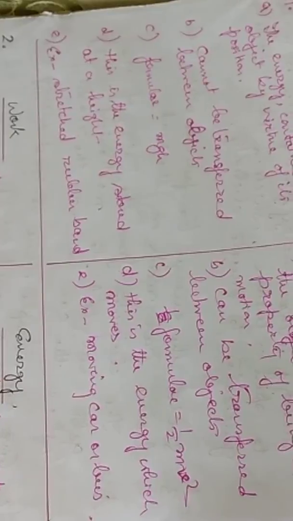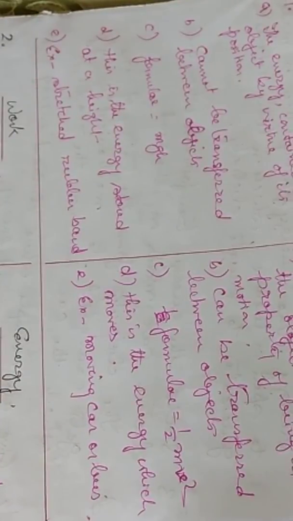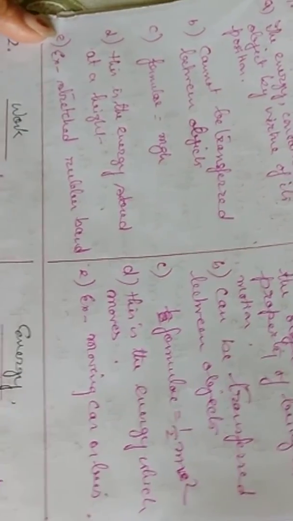Now, potential energy is the energy stored at a height, and kinetic energy is the energy of something that moves. An example of potential energy is a stretched rubber band. A kinetic energy example is a moving car or bus.